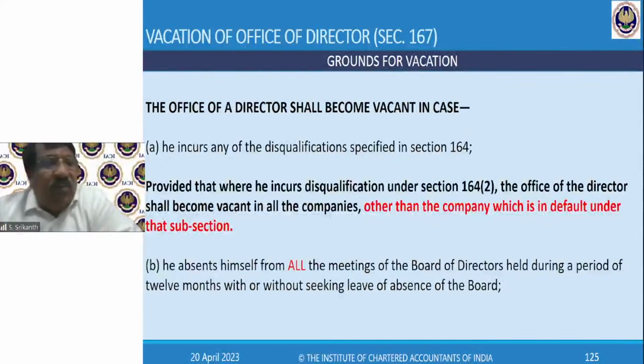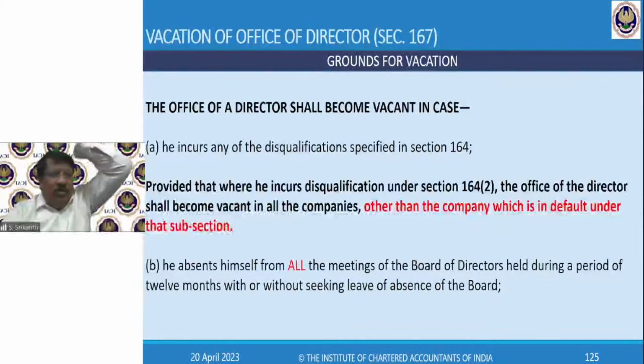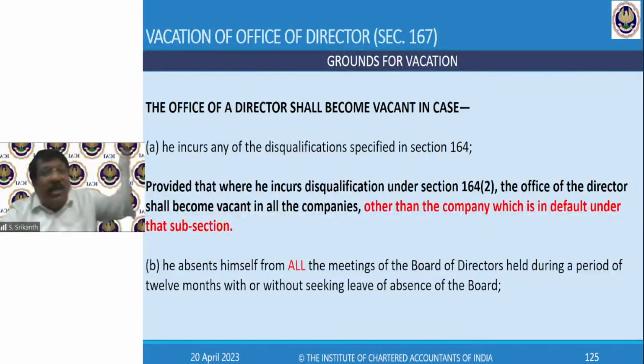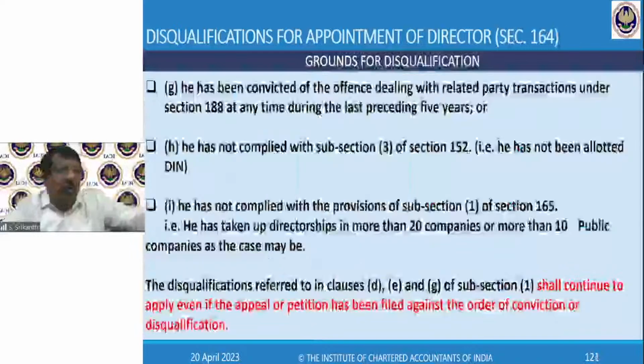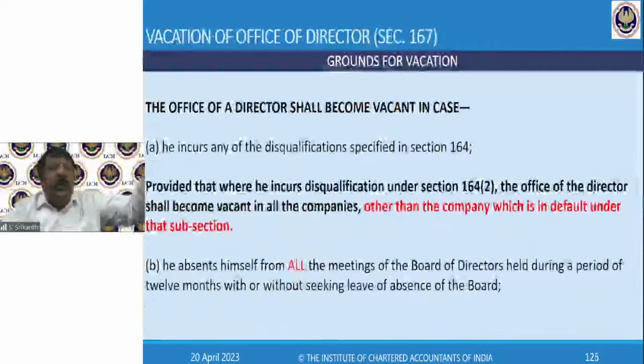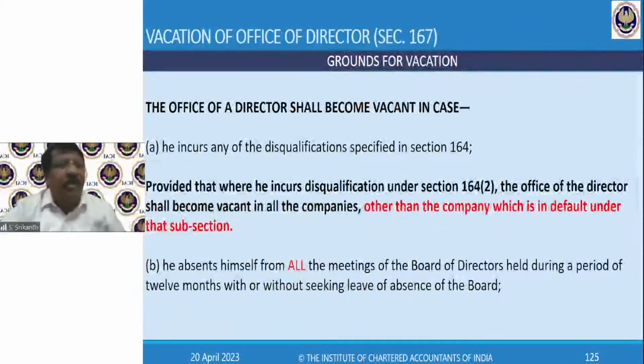Vacation of office. Vacation means he will cease to be a director. A person will cease to be a director if he incurs any of the disqualifications in 164. Any disqualification, if he incurs, automatically he will vacate office in all companies where he is a director. Are you able to understand?